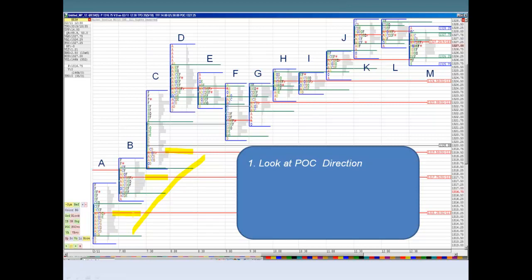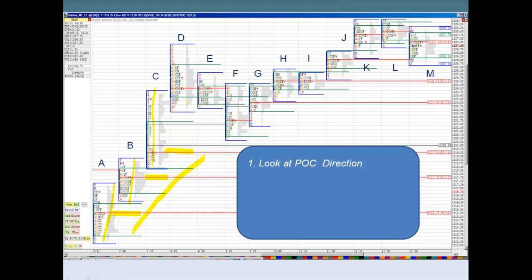When I begin to see POCs developing higher and higher, it is a clear indication that I am in a directional market. In addition to that, I am seeing that the profile patterns themselves are long and narrow and showing an imbalanced market that is likely to continue even higher. And sure enough, it does.